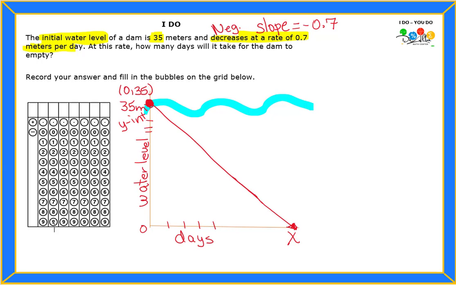The more days go by, what happens to the water level? The more days go by, the less water that is in the dam, right? So it's going to come to a point that is right here. Now, what kind of point would that be? Well, let's start thinking about what point that would be.